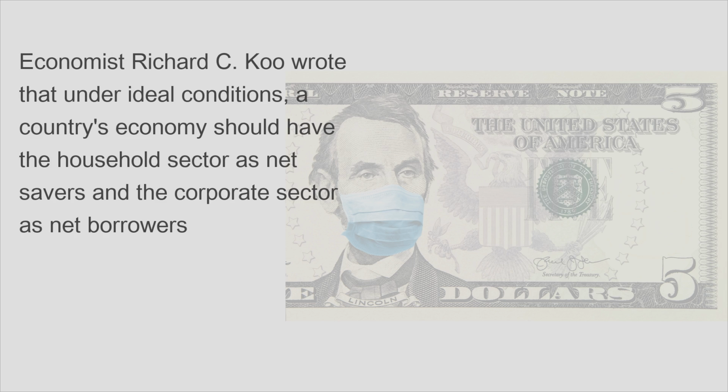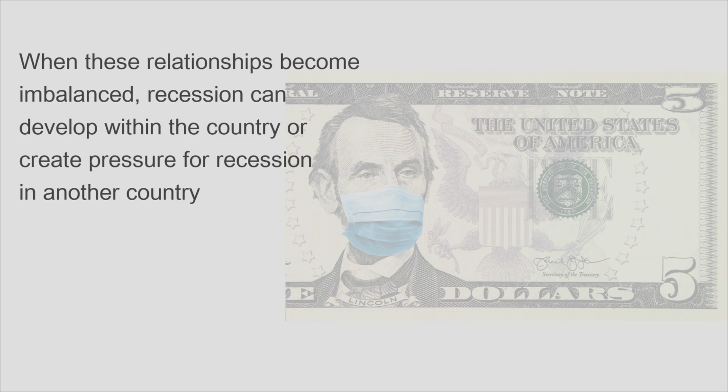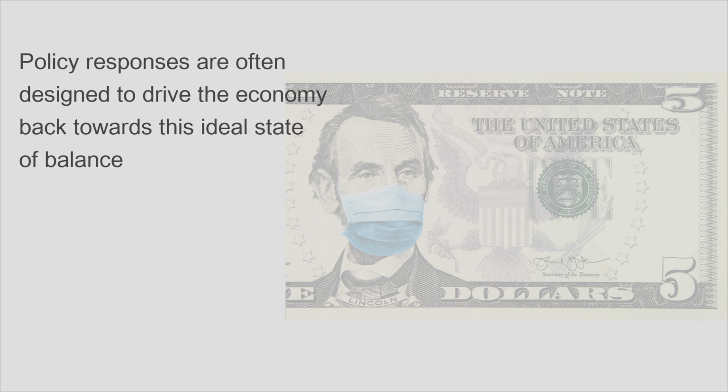Economist Richard C. Kuhn wrote that under ideal conditions, a country's economy should have the household sector as net savers and the corporate sector as net borrowers, with the government budget nearly balanced and net exports near zero. When these relationships become imbalanced, recession can develop within the country or create pressure for recession in another country. Policy responses are often designed to drive the economy back towards this ideal state of balance.